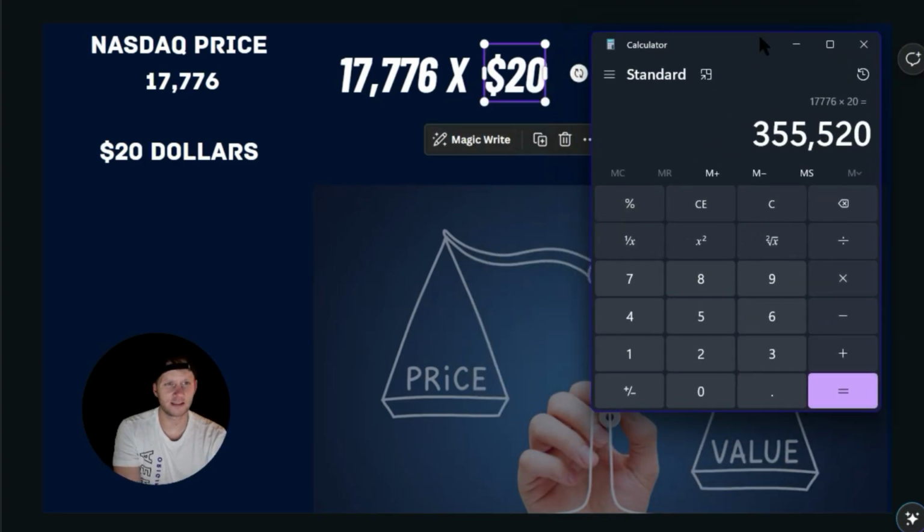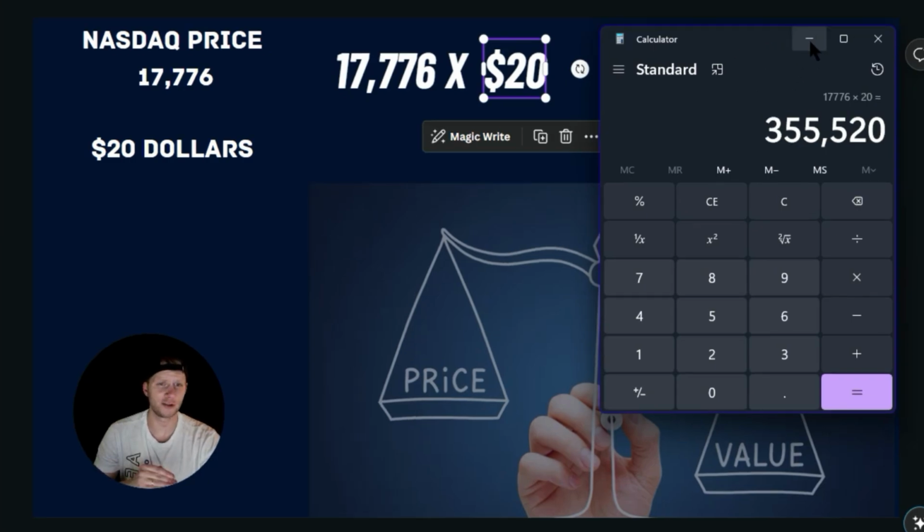So each contract, if you wanted to buy them outright, no margin, just straight pay cash to trade one with no margin, you just went to see me and you were like, hey, I want to trade one without margin, you would have to pay $355,520. So that's a lot of value in this contract, and that's the leverage.